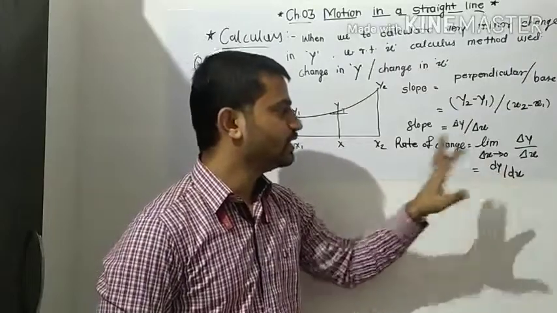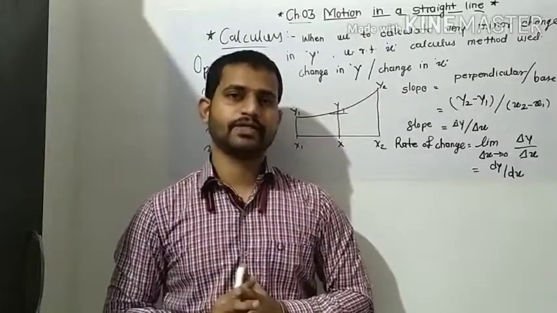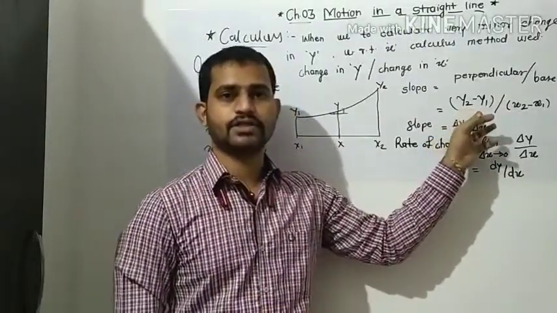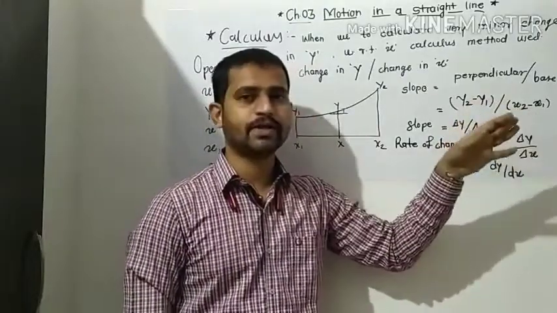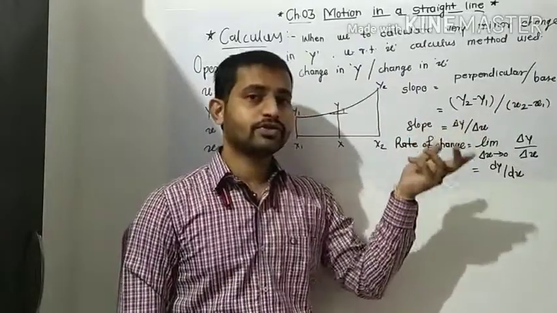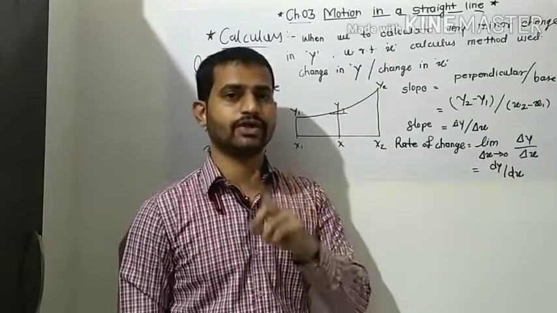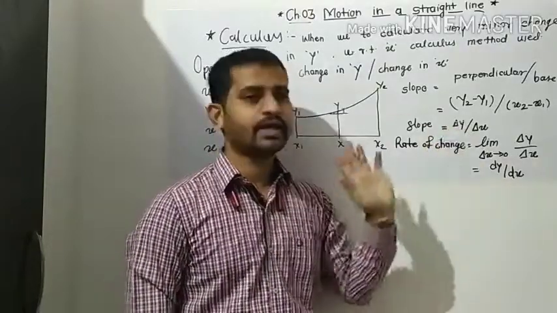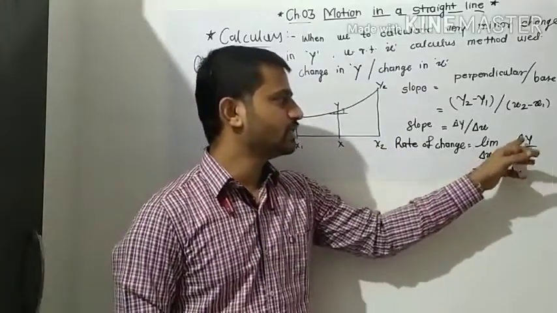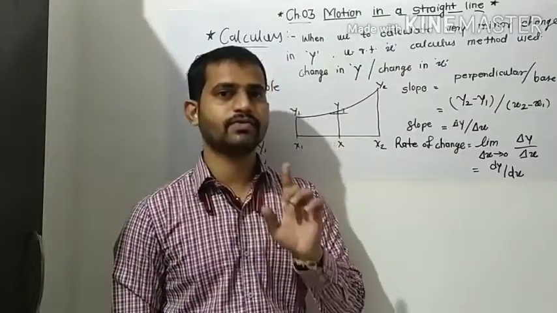Here we are combining the division and the subtraction, because this operation is nothing but subtraction. What we are doing is converting the subtraction into division, and we are getting delta y by delta x. Here delta y by delta x is nothing but one division operation.